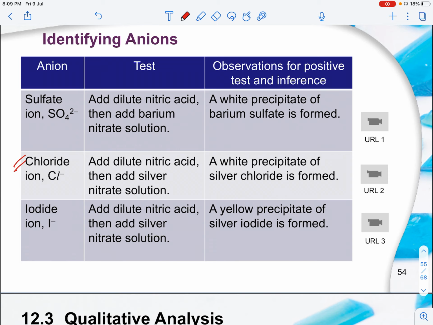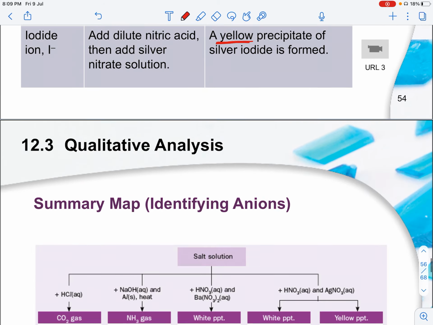Finally, we use iodide, which forms an ion, which is another anion. However, the unique thing is that rather than being white, it's actually a yellow precipitate of silver iodide that is formed. If you remember, the original color of iodine is very dark, usually purplish or yellowish purplish. So this reaction will give you a tinge of yellow precipitate.